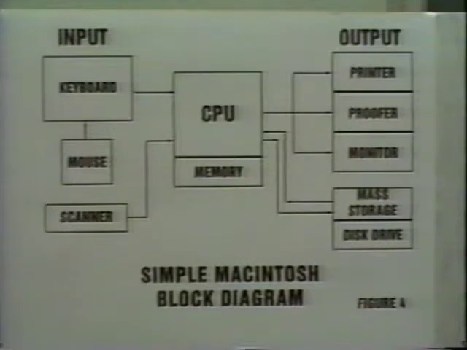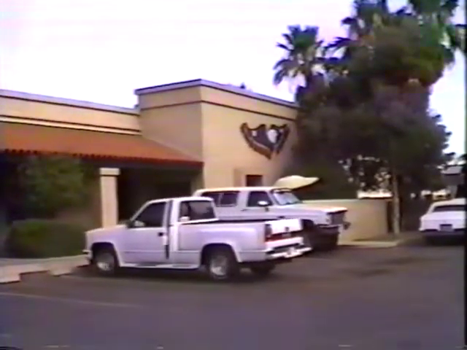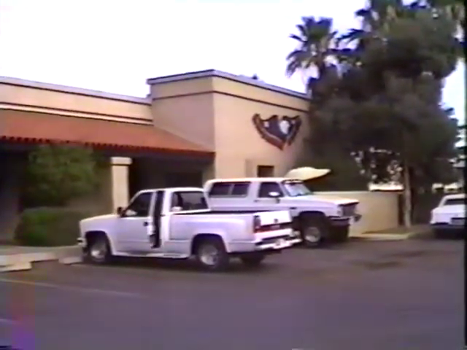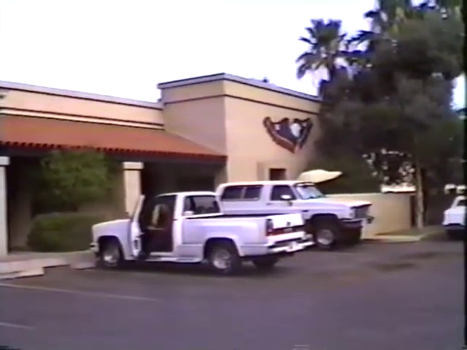As we can see here in Figure 4, the simple Macintosh block diagram, we still have the same 3 parts we started with as we did with our pocket calculator. From left to right, we still have an input, we still have a CPU with memory. Due to the new technology, work will be arriving at American Color in new ways.